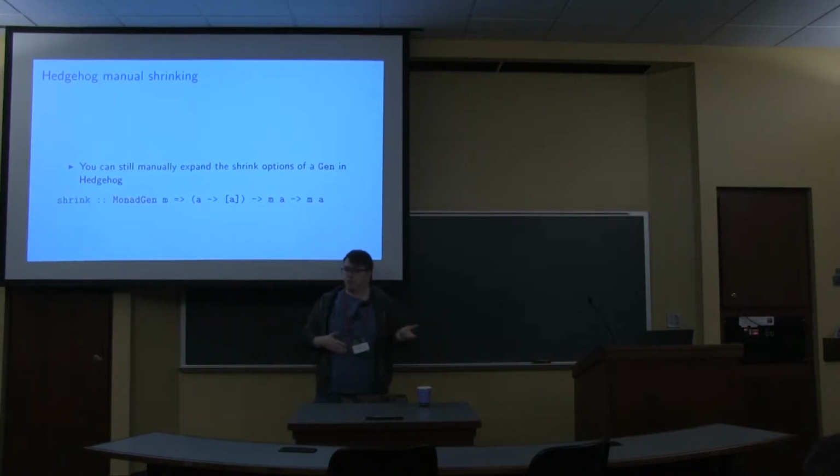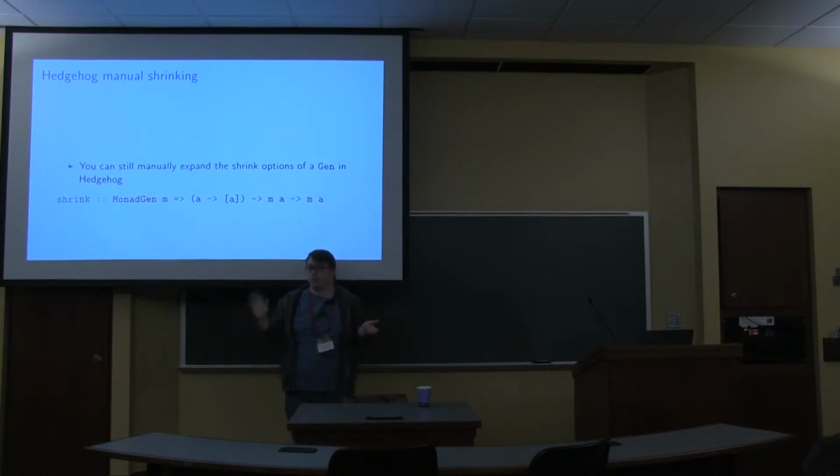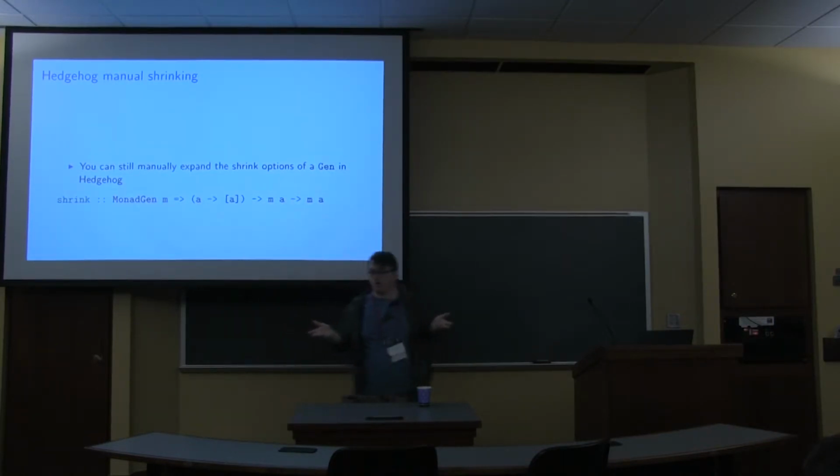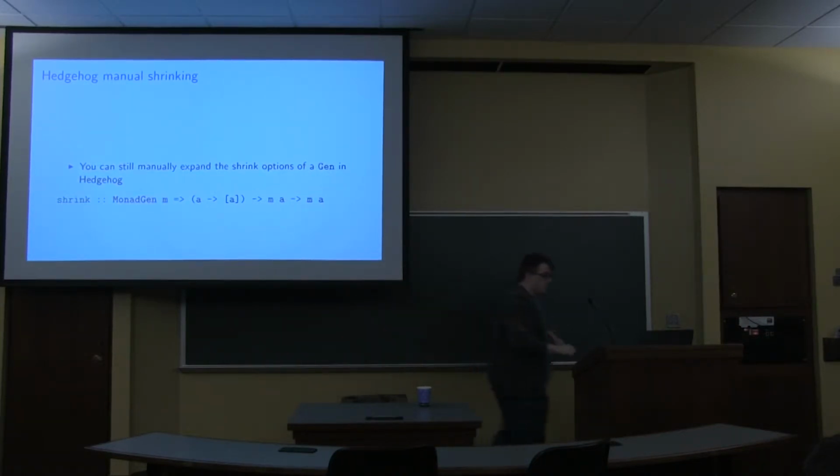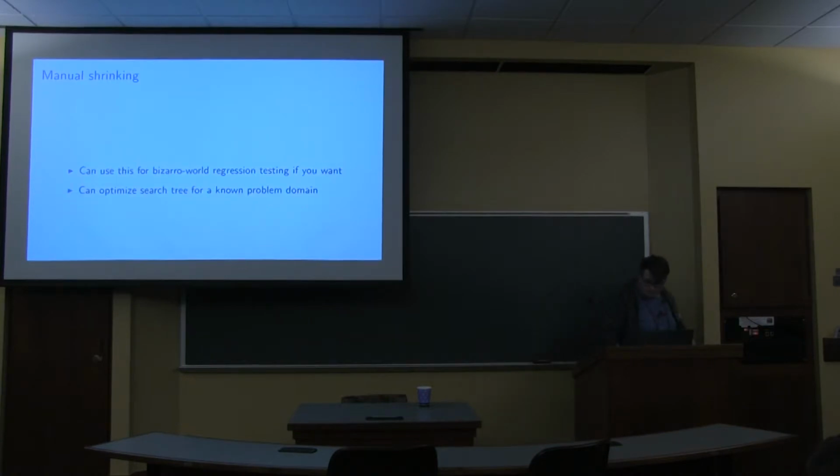So if it gives me a 3, I might give it 0, 1, and 2, because in whatever generator I'm writing, those are notionally smaller than 3. It's whatever you want. And another reason manual shrinking might be useful is for regression testing or special values or special cases that you want to always check. You can use shrinking to inject those, or you could just make it part of your generator.